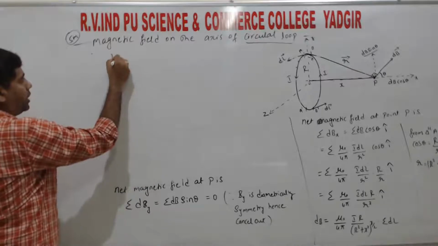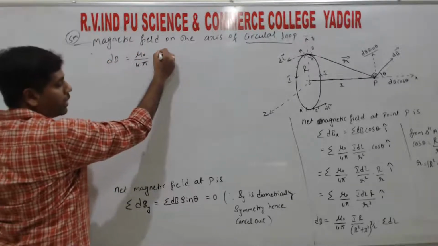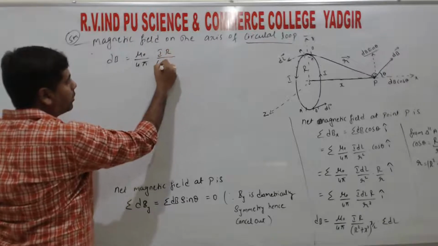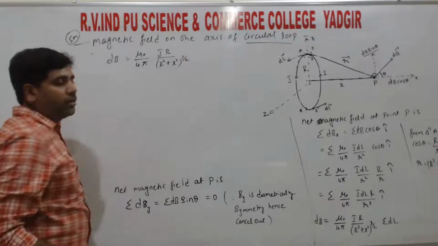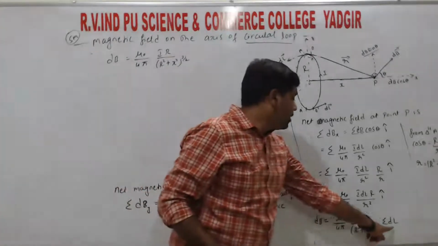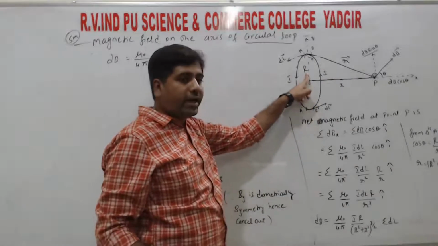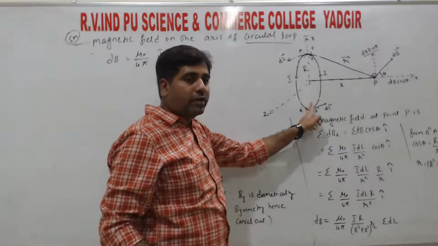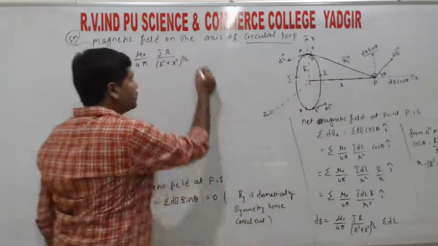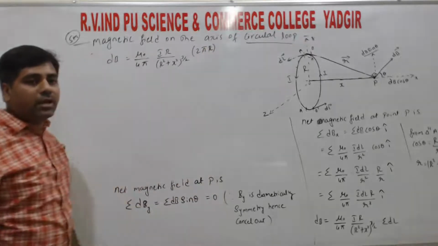So that is dB equals mu naught by 4 pi I r divided by r square plus x square whole power 3 by 2, into summation of dl. So dl is the current element. We have taken this as a circular loop of radius r. So summation of dl means it will be the circumference of the circle, which is 2 pi r, where r is the radius of the circle.